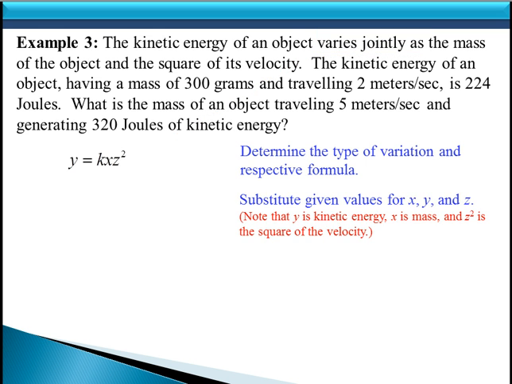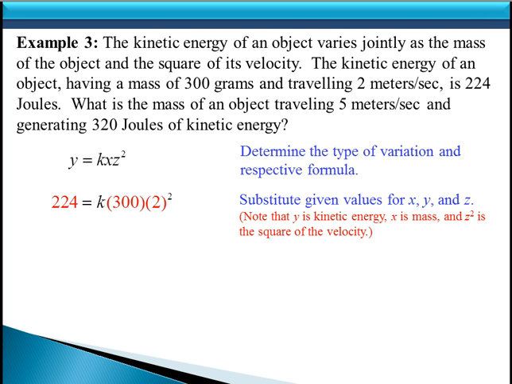So remember that the y is the kinetic energy, and the kinetic energy is measured in joules. So 224 is the y that belongs with the 300 grams and the 2 meters per second. So the mass is going to be our x, and the speed or velocity, 2 meters per second, is going to be our z. So when we plug those values in, this is what we get here. And so now we're going to solve this for k.